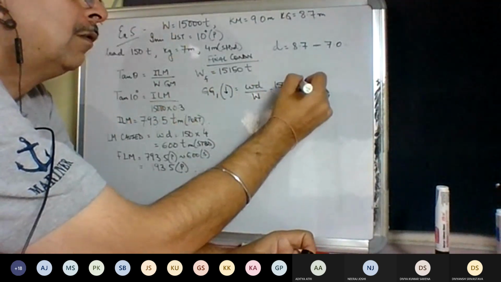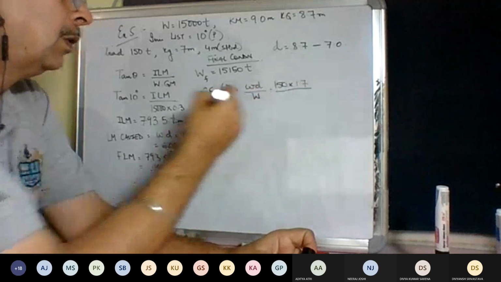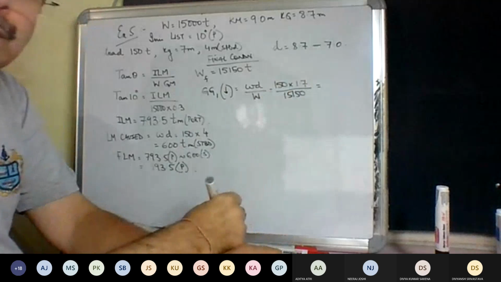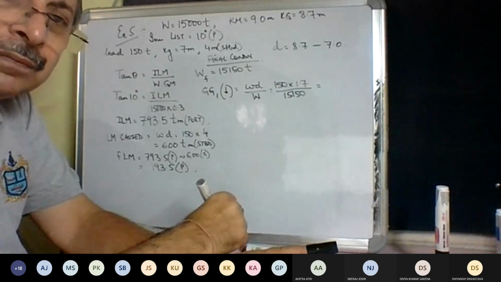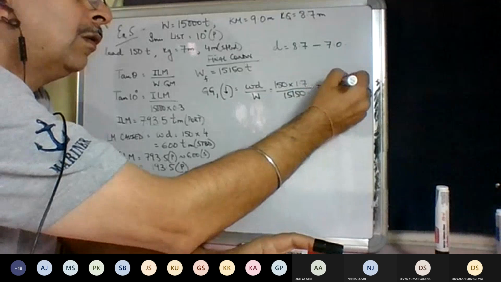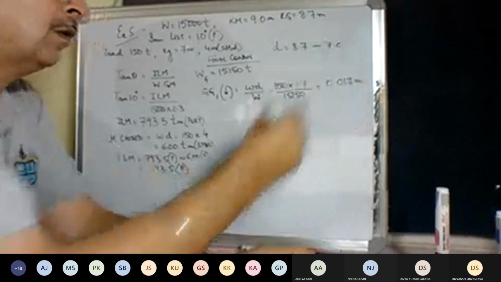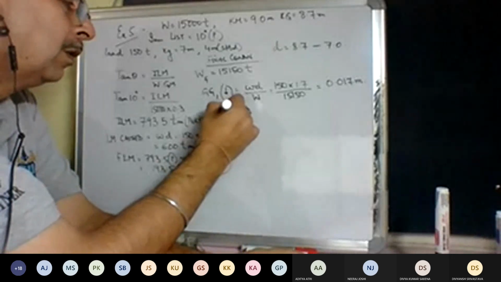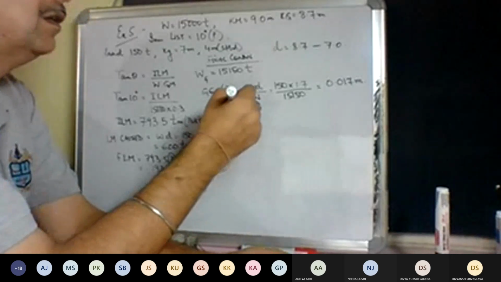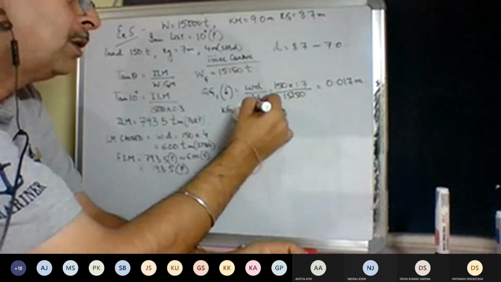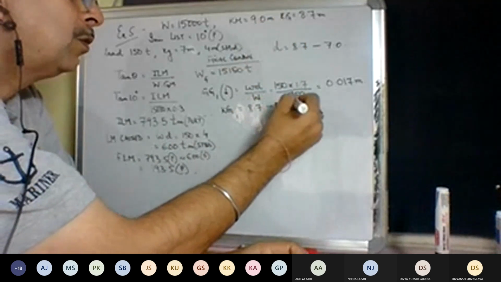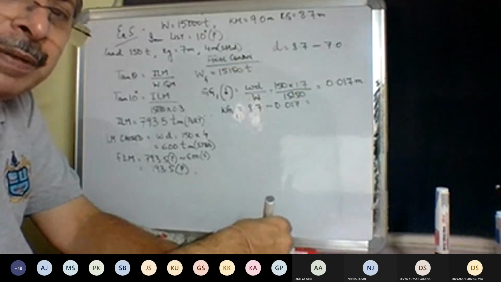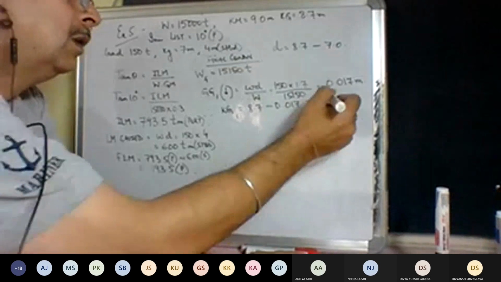So 1.7 divided by 15,150. This will give me GG1 going downward, 0.017 meter. Therefore, kg1 is equal to 8.7 minus 0.017. The final kg1 will be equal to 8.683.